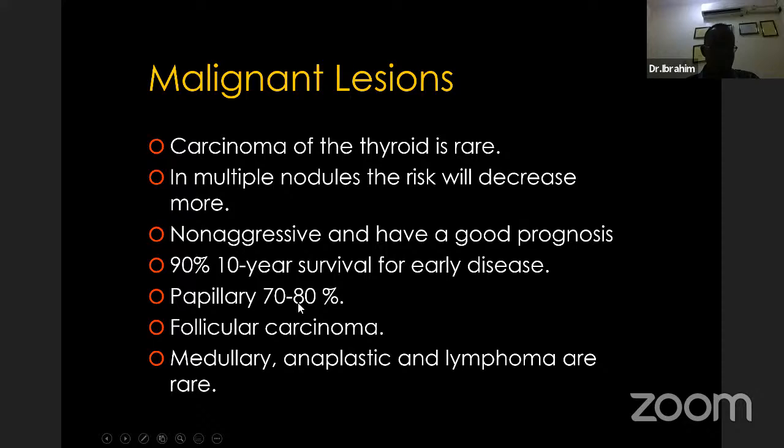Papillary carcinoma is the most common type of thyroid carcinoma. It makes up 70 to 80%. The next most common is follicular carcinoma. The other types, medullary, anaplastic, and lymphoma, are very, very rare.